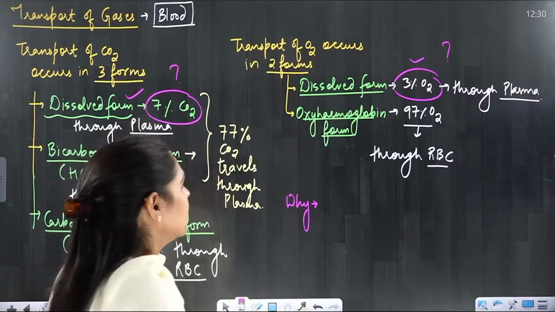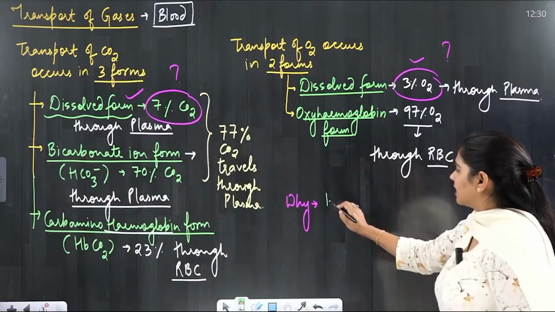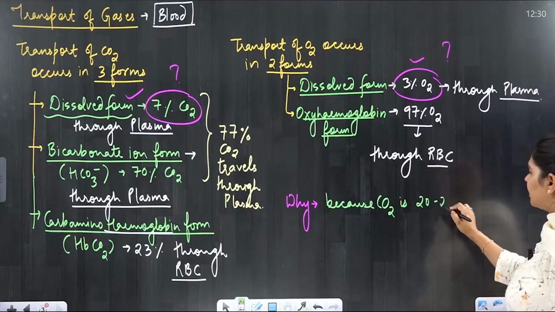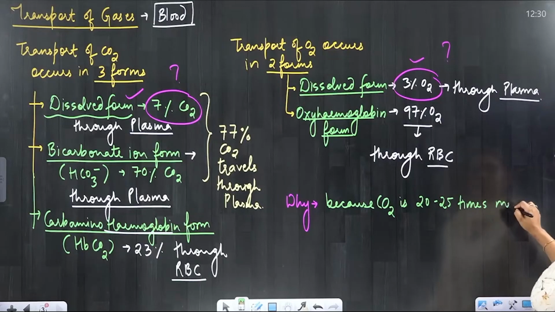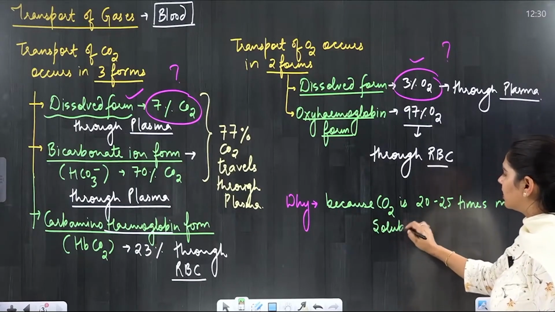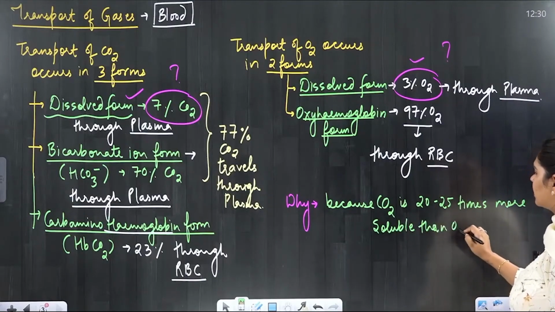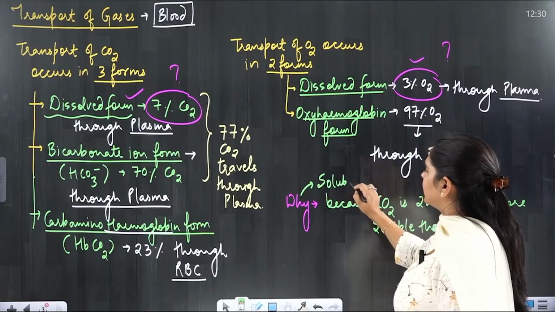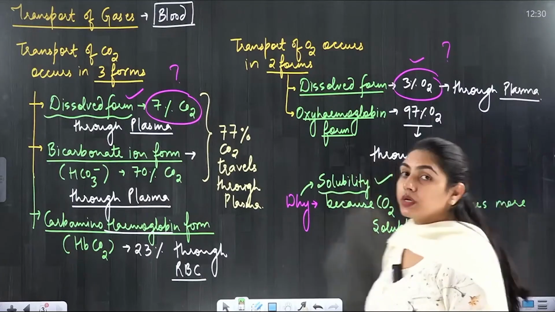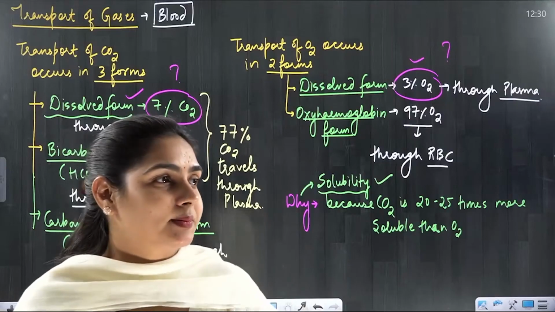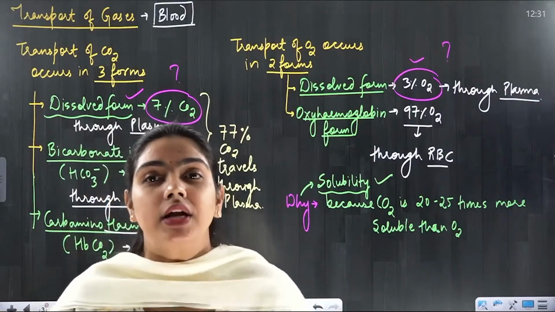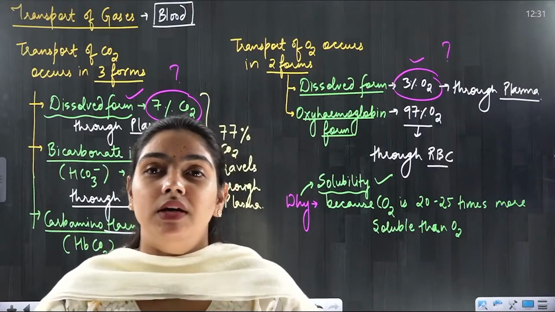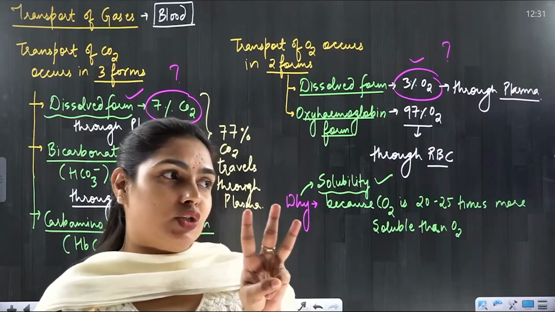So I will tell you the answer. Because CO2 is 20 to 25 times more soluble than oxygen. Solubility of CO2 is more than the solubility of oxygen. That is why CO2 is going 7% in dissolved form and O2 is going only 3% in dissolved form.